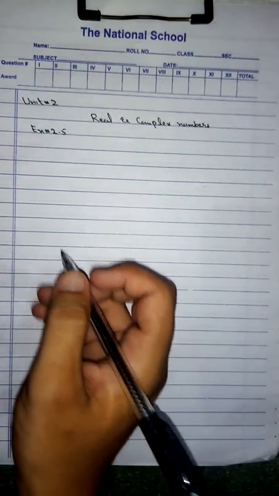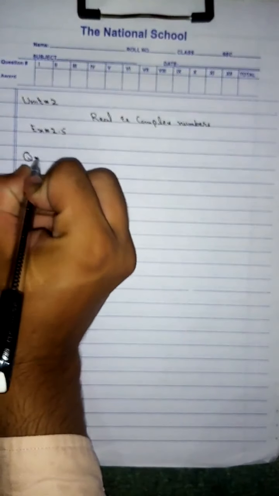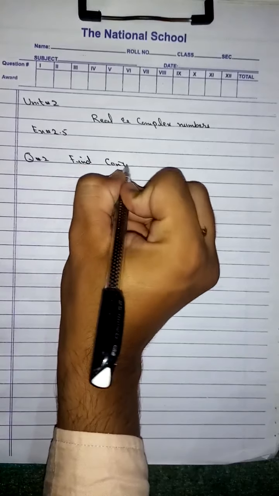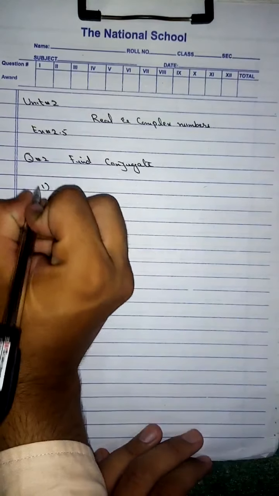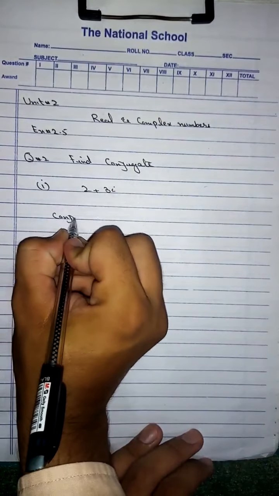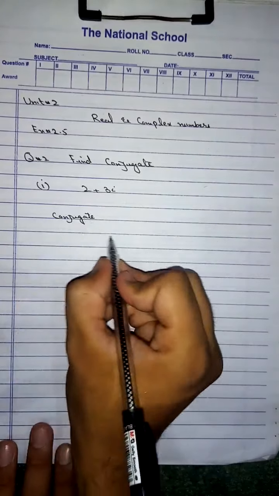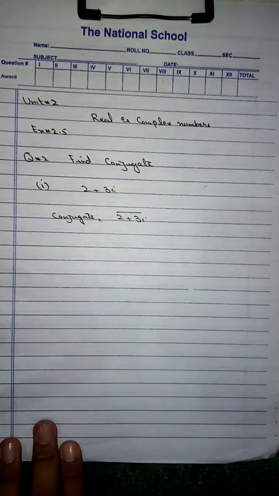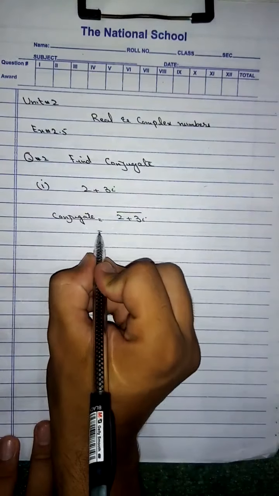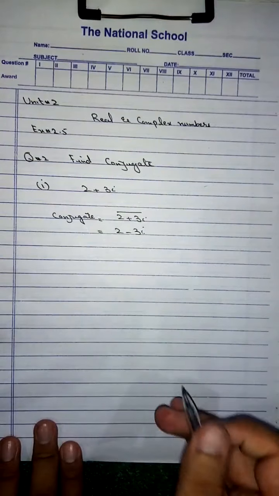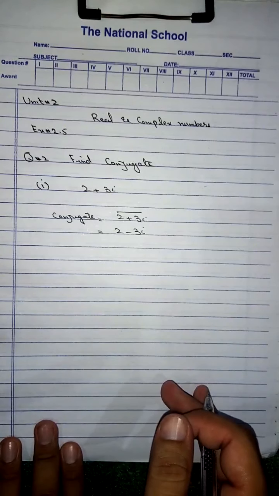Question number 2, find the conjugate. The given complex number is 2 plus 3 iota. You know, if we take the conjugate of the number 2 plus 3 iota, a bar will appear on it, and what conjugate does is it leaves the real part unchanged and changes the sign of the imaginary part. It was the first part, and the second part you will solve yourself.